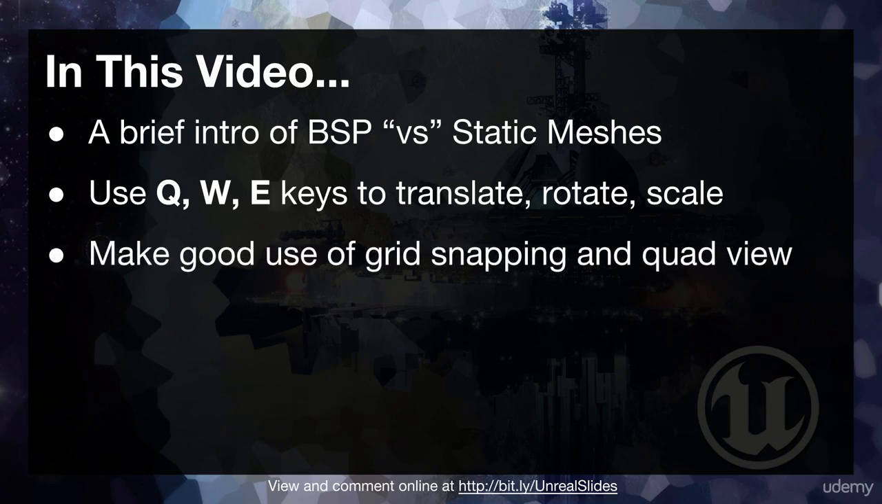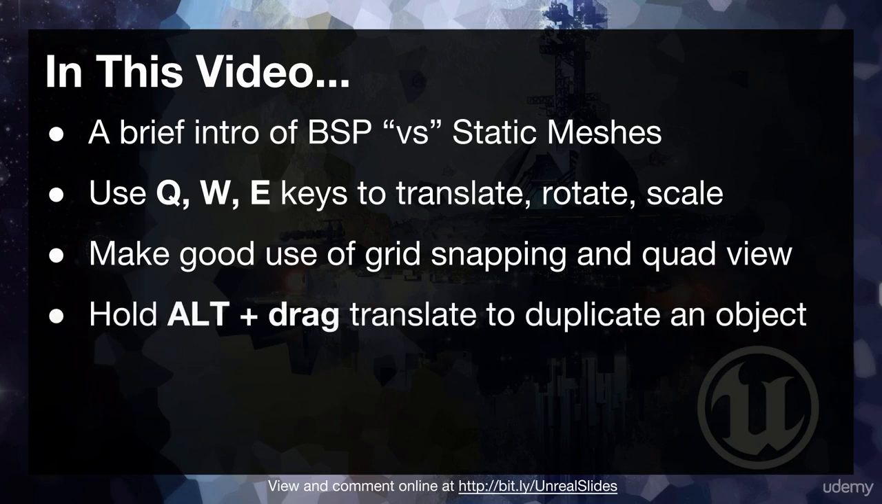We'll make good use of the grid snapping tool and something called the quad view, or something I call a quad view, which gives you a perspective view plus top, front and side view. We're also going to alt drag using the translate tool to duplicate objects.